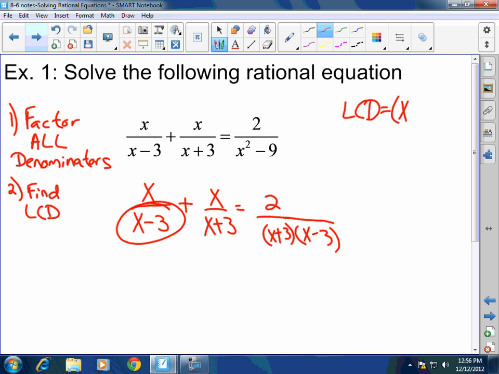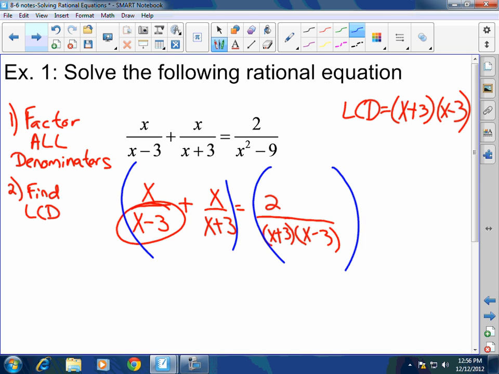It's not as easy though, okay? So leave it in its factored form. So the LCD is X plus 3, X minus 3. You guys with me? Okay, now, what did I just say? You're going to multiply the LCD to both sides. So literally, you're going to multiply X plus 3 times X minus 3 to both sides.